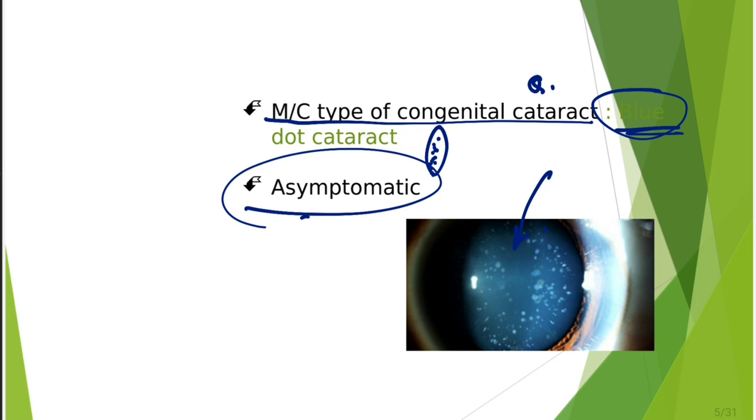if it is mild. Sometimes it is something we detect incidentally. Alright, so if vision is not affected, no treatment is needed. But if it is dense, okay, if it impairs the sight, then yes, you have to go for treatment. So remember, this is a question they ask you. Most common type of congenital cataract, it is blue dot cataract.